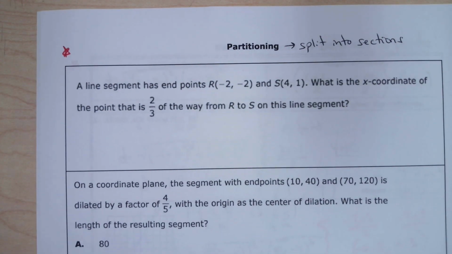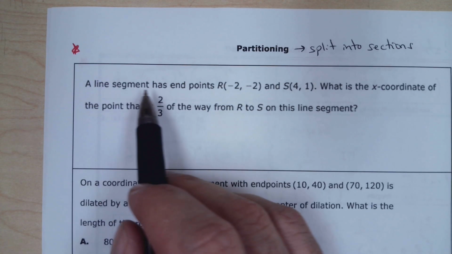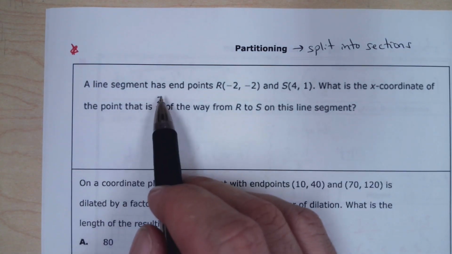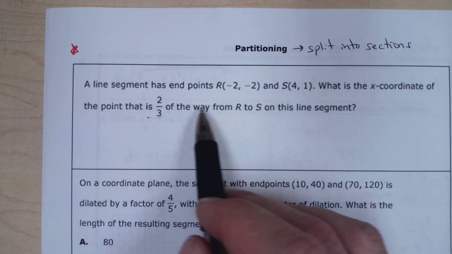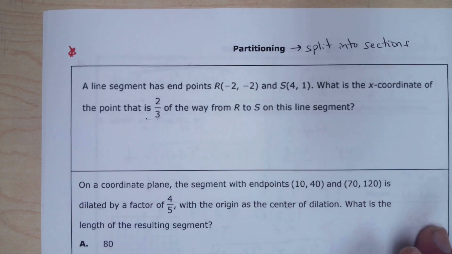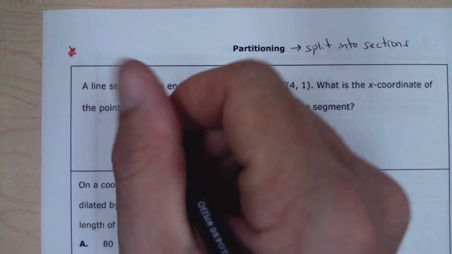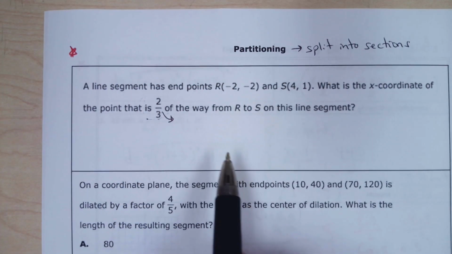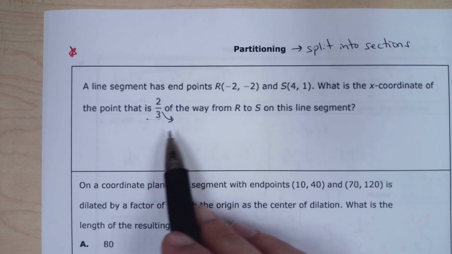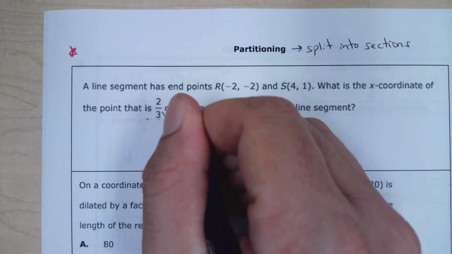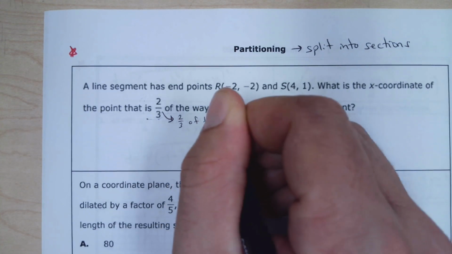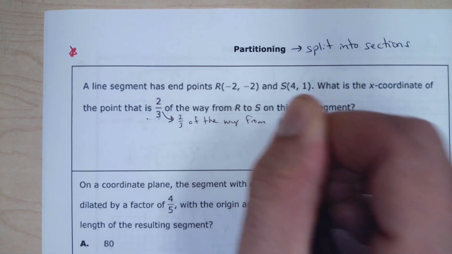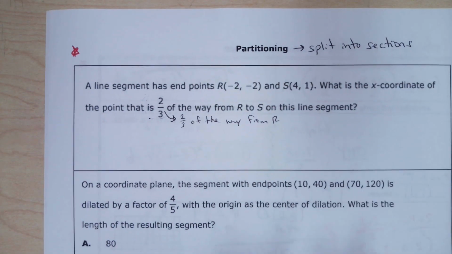All right, so here we go. So a line segment has endpoints, this. What is the x coordinate of the point that is 2/3 of the way from R to S on this line segment? All right, so 2/3. All right. So we want to go 2/3 of the way from R.